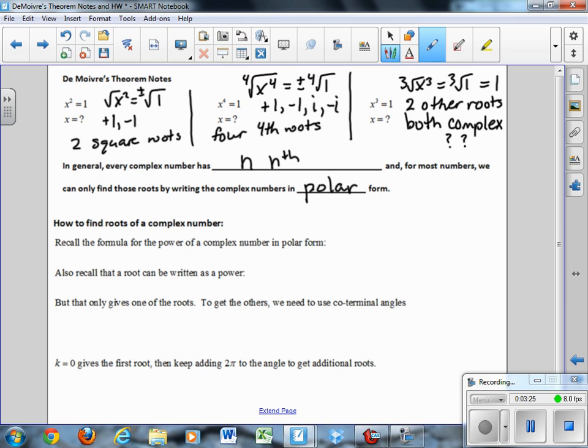You have to remember a formula that you saw in the worksheet yesterday. Recall the formula for the power of a complex number in polar form. This was, if I take my complex number and raise it to the nth power, z to the nth, it's the same as raising r to the n power, cis, n times theta. So there's the little formula for taking the power of a complex number.